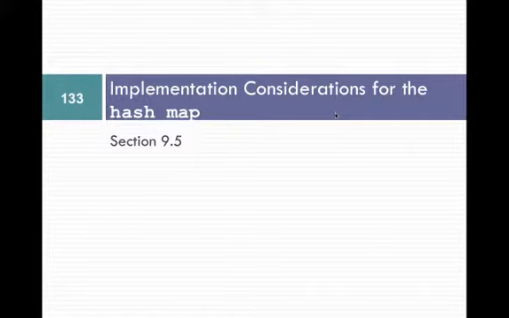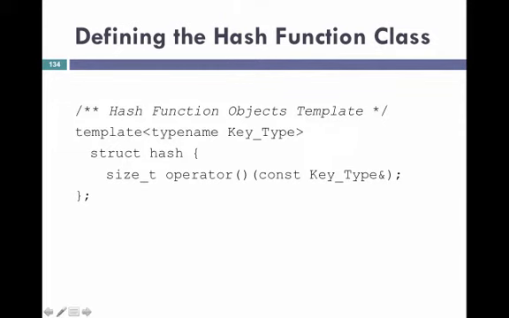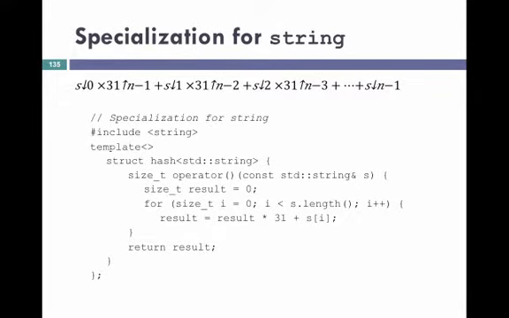In this slidecast, we'll consider the implementation for hash map. Here is the definition for our hash function class. Okay, it's defined as a struct. It takes a reference to a key type as an input parameter. And here's the specialization for strings.